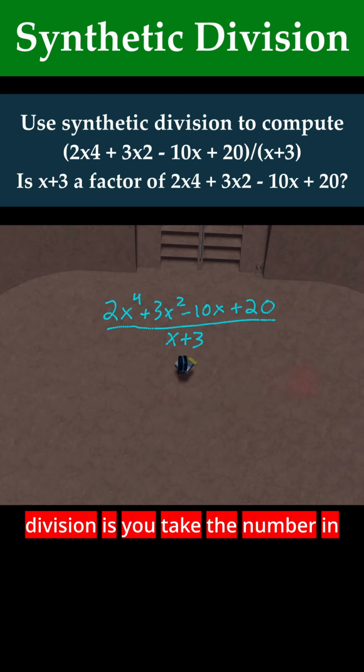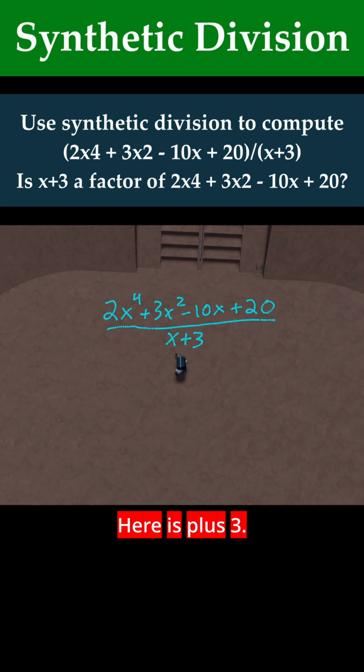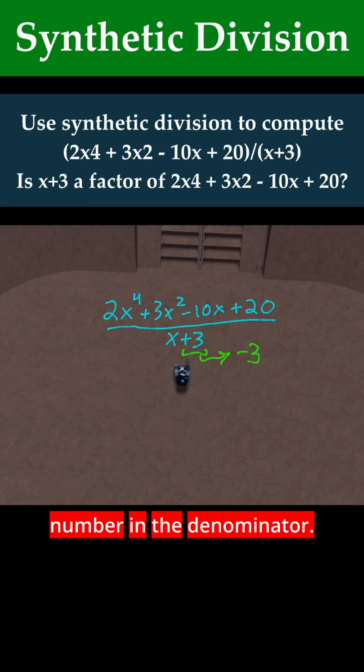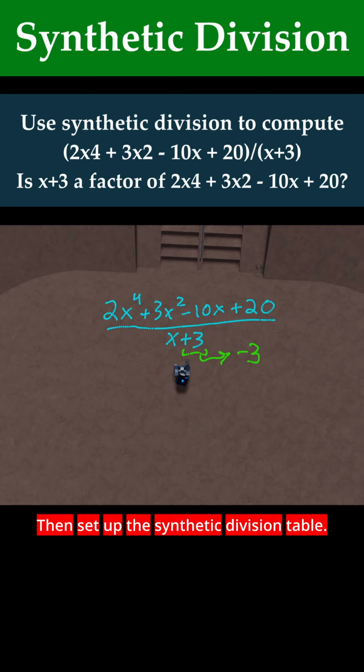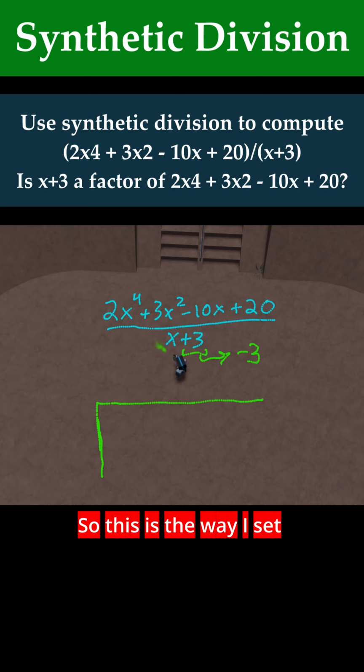So the first step of synthetic division is you take the number in the denominator, here it's plus 3, and you have to change that to a minus 3 for the sake of synthetic division. So you always flip the sign of the number in the denominator. If it was a minus 3, you make it a plus 3, but here it's plus 3, so make it minus 3. And then set up the synthetic division table. This is the way I set it up, but you can set it up any way that you wish. It doesn't matter too much.